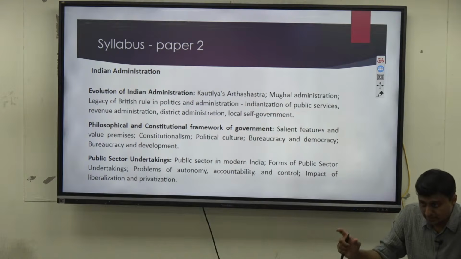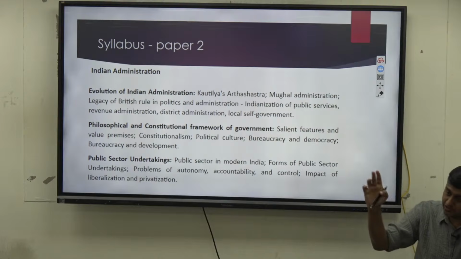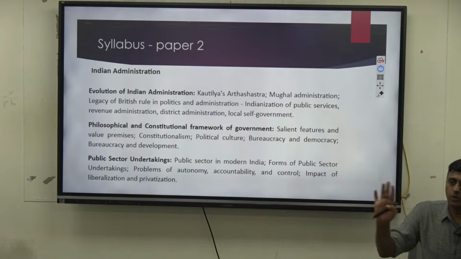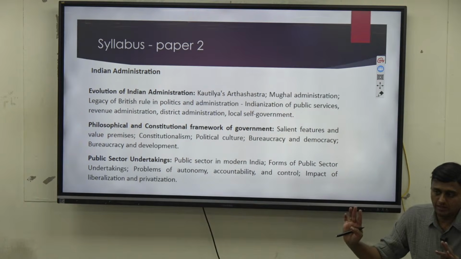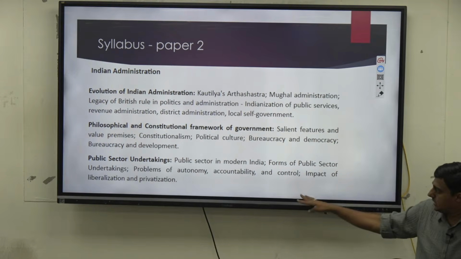Limited power. That is your constitutionalism. Go back and open your polity first day's notes. You'll find that word, constitutionalism. But there we only told that, here a little more detailed. Core thing is that only, a little more detailed constitutionalism. Then PSUs, your entire PSU.